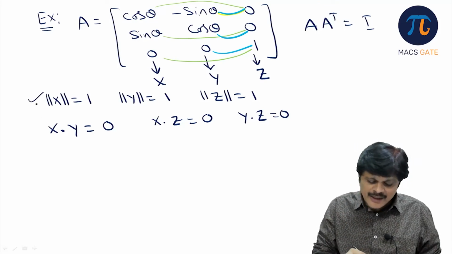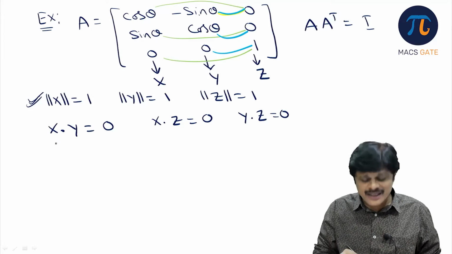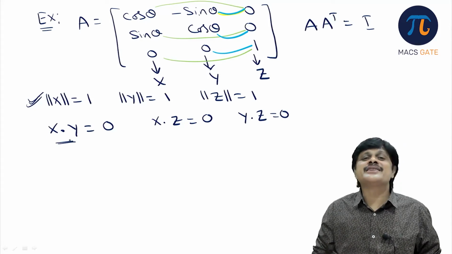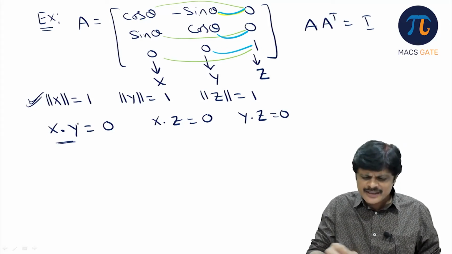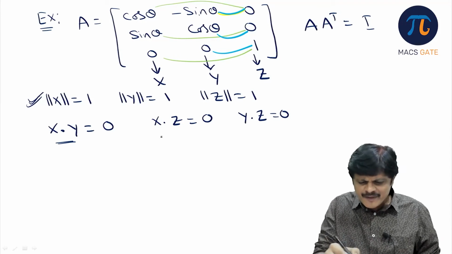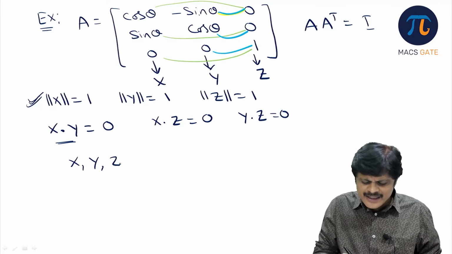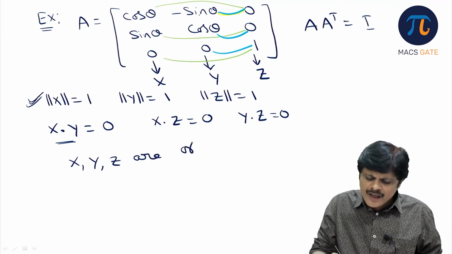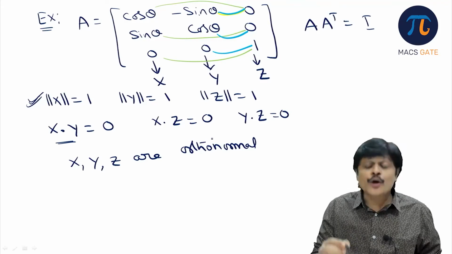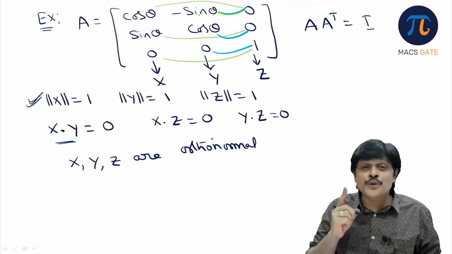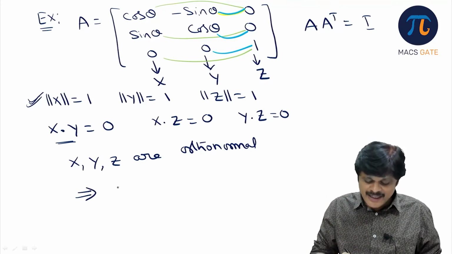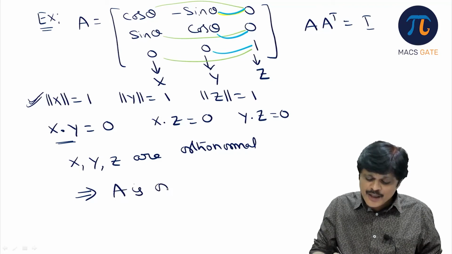Now what is happening? The columns have length 1 and the dot product of any two vectors is 0. You don't have to write the entire steps. Directly from this you can easily verify this. So because x, y, z are orthonormal, that is, the column vectors are orthonormal, that means the matrix is orthogonal.